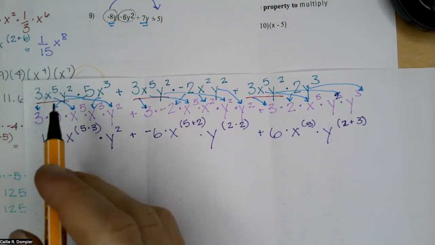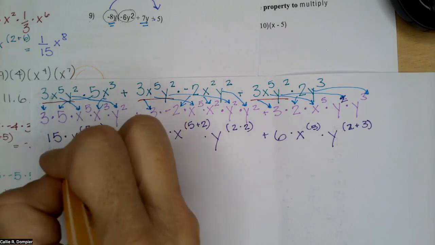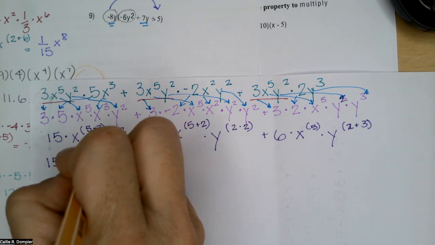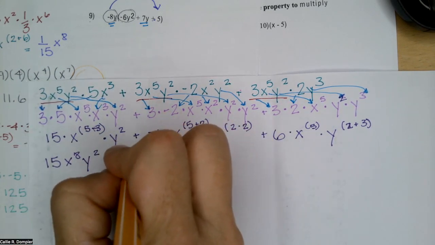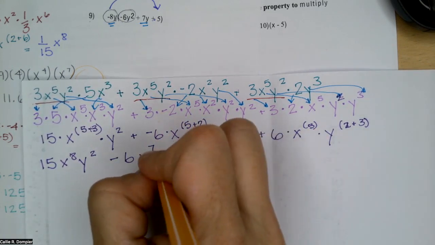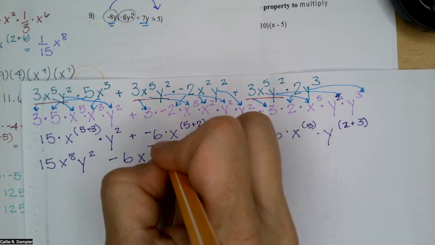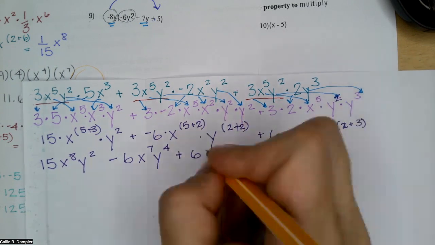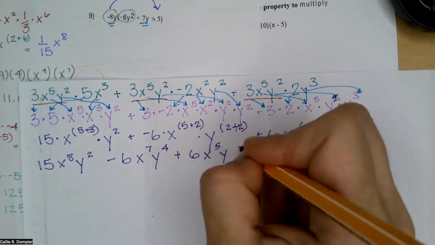Good. Keep simplifying. 15 times x, 5 and 3 is 8. Y squared. Plus a negative 6 is going to be minus 6. X, 5 plus 2 is 7. Y, 2 plus 2 is 4. X to the power of 5. Y to the power of 2 and 3 is 5.